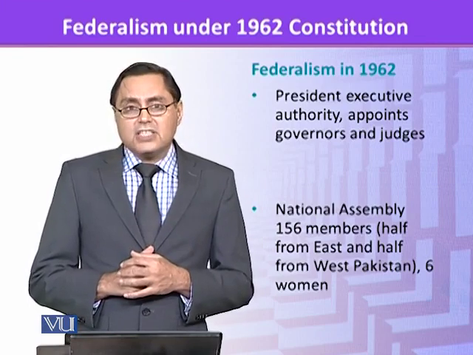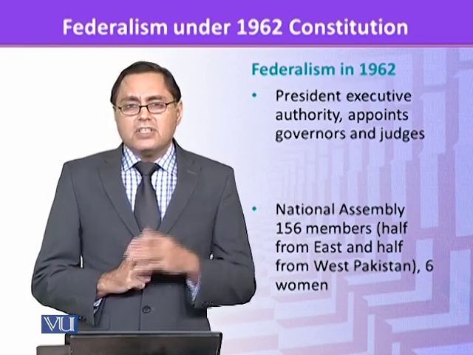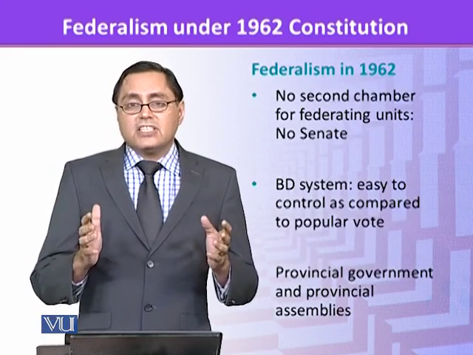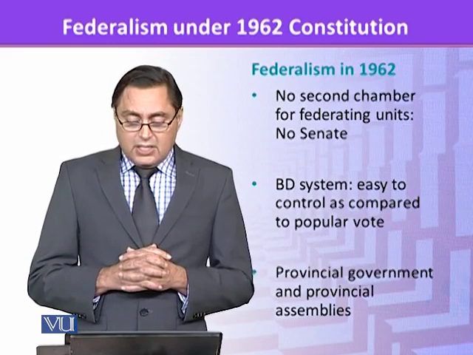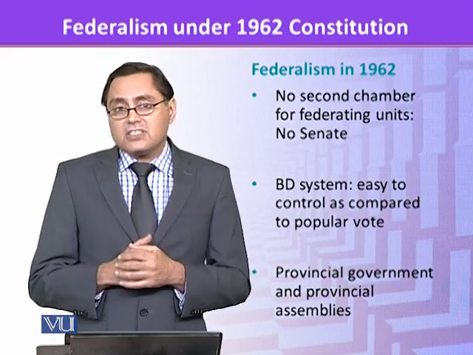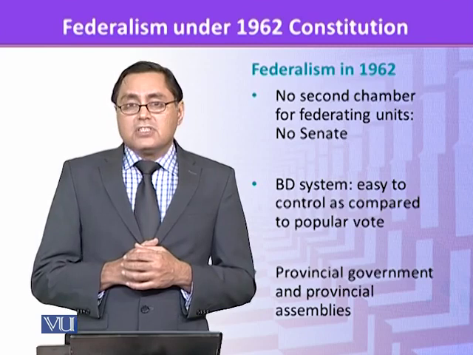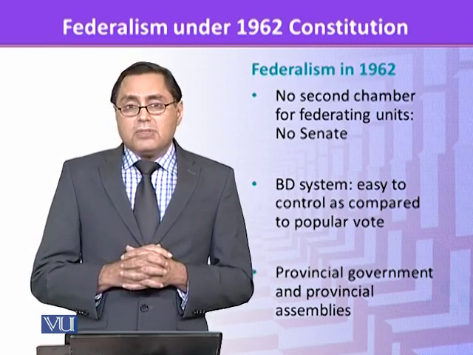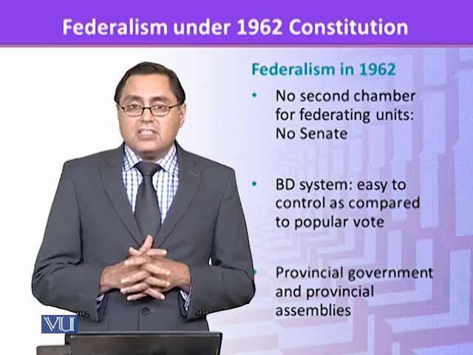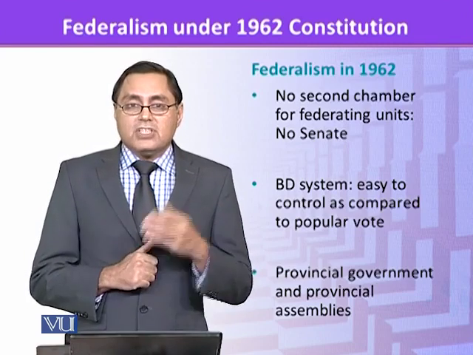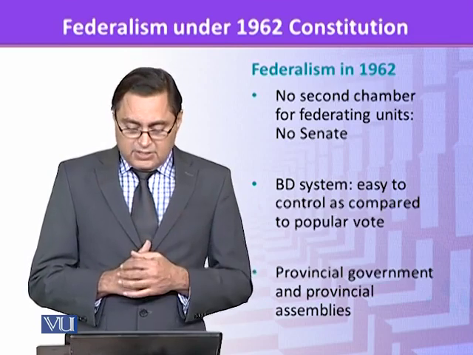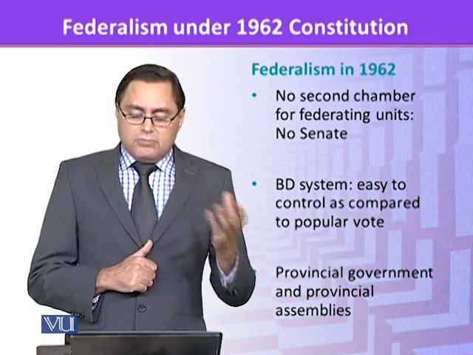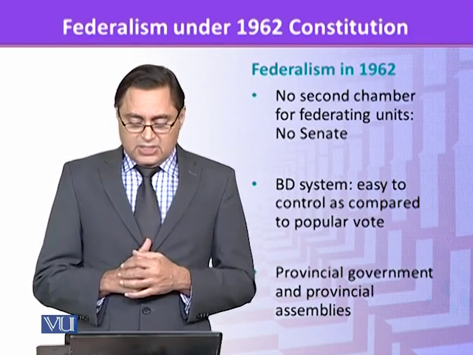The National Assembly had 156 members, half from East Pakistan and half from the West. There was again no second chamber, no Senate. There was the BD system, which we have discussed before, under which 80,000 BD members, or basic democracy members, were elected, and they became the electoral college for the national and provincial assemblies as well as the president. It was easy for Ayub Khan to control these BD members rather than the popular vote. So that was the system introduced.